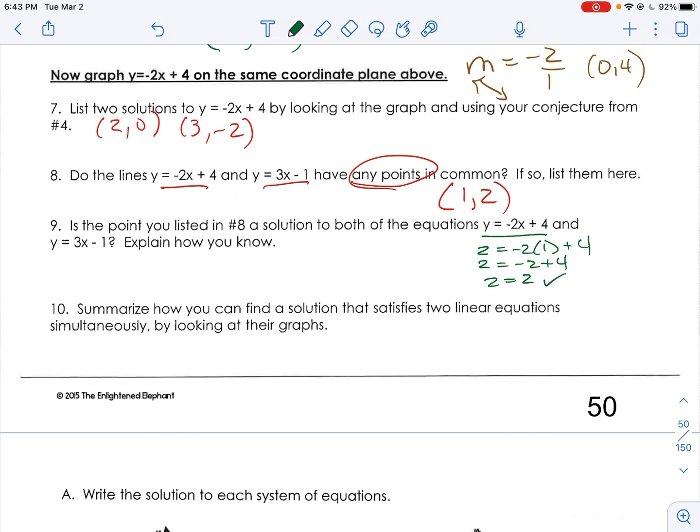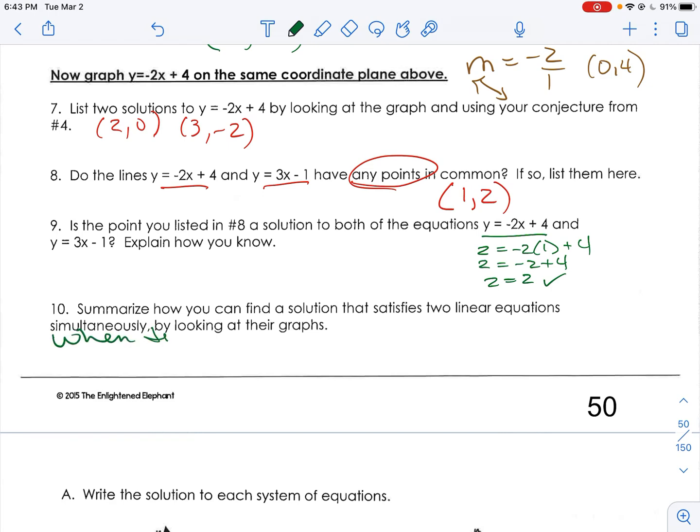Summarize. How can you find a solution that satisfies 2 linear equations simultaneously? By looking at their graphs. Okay, so it's where the 2 run into each other. So that's how you will know, is when the 2 graphs run into each other.